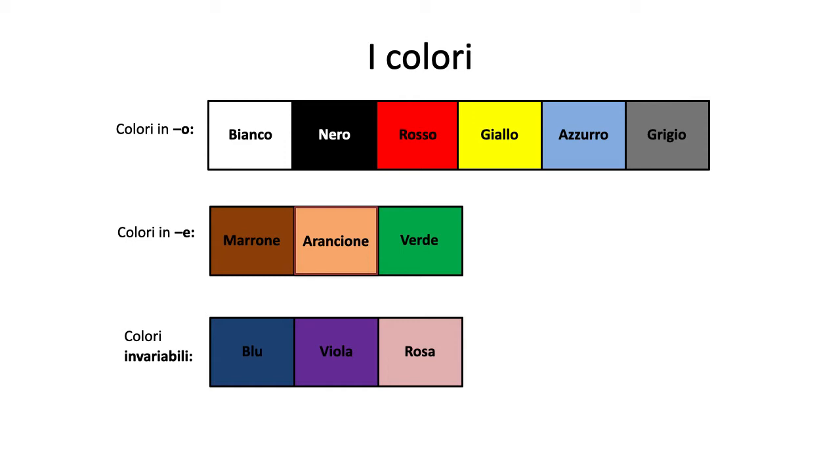Now, what about the plural? For the colors in the first row, if the singular ended in O, it changes to an I, right? So bianco would change to bianchi, nero would change to neri, rosso to rossi, and so on and so forth. But if it was ending in A, bianca would change to bianche, nera would change to nere. So we're just following the rules of the plural, right? Let's say that O goes to I, A goes to E.